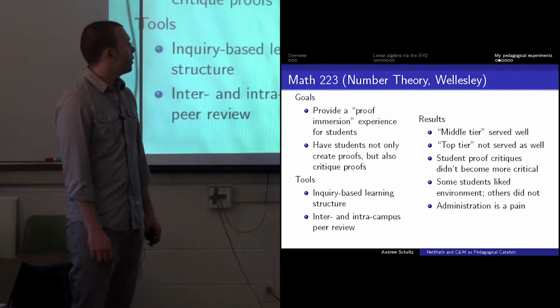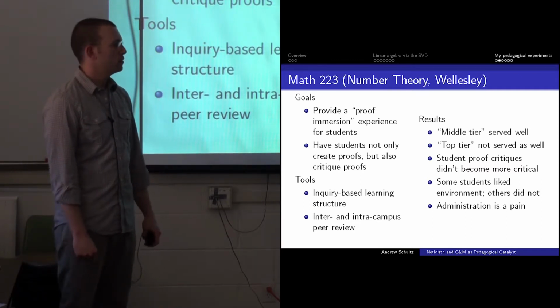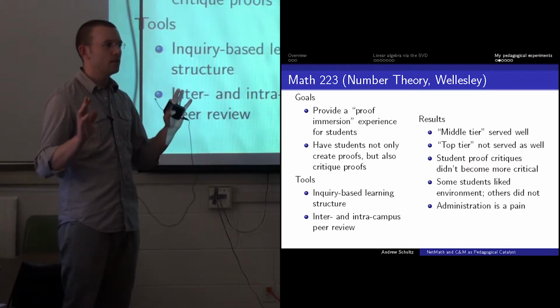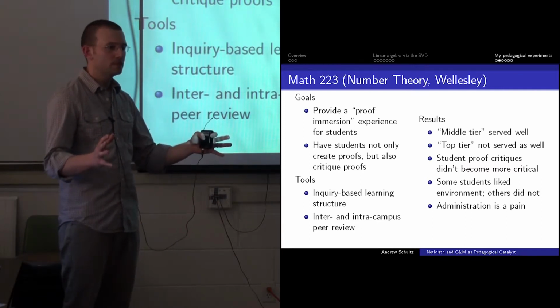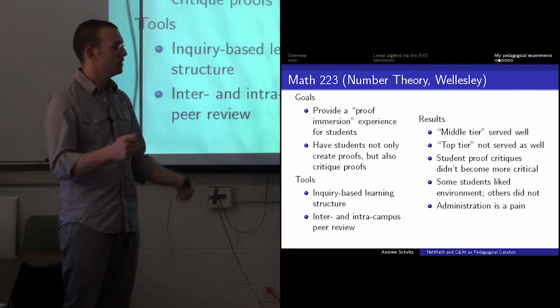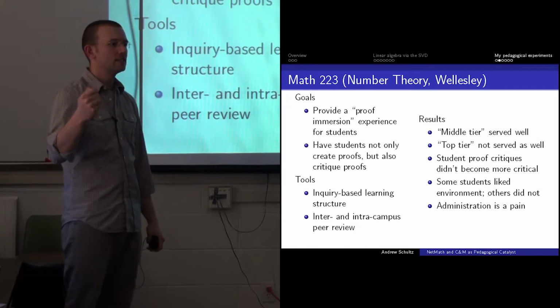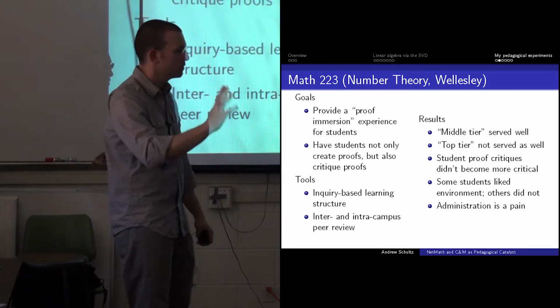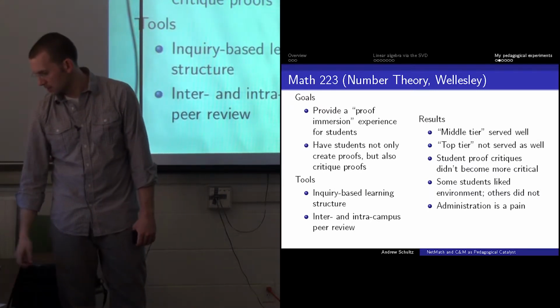Top tier students probably could have been served better with a traditional math class. The students who were already thinking like mathematicians are able to digest things fast enough that I could lecture and they get it. It's the students who have a hard time getting it when I lecture. Those are the ones who really got served the best.